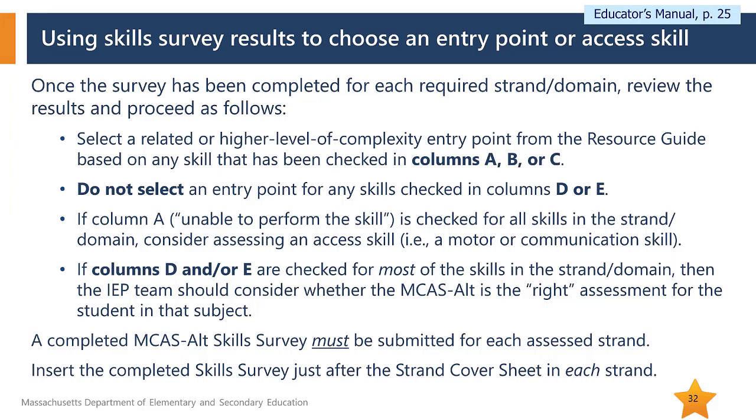Okay. So as I said, you're not going to choose anything from D and E because that means the student already has the skill. If everything is an A, not just a couple, but if everything is an A and you know your student is strictly working on motor or communication skills, then you're going to go to the access skills. But I will reiterate, you must submit one for each strand or the whole strand is incomplete. So write that in capital letters, check for skill survey before submission. Okay, so you're going to have your strand cover sheet, then you're going to slip in your skills survey.